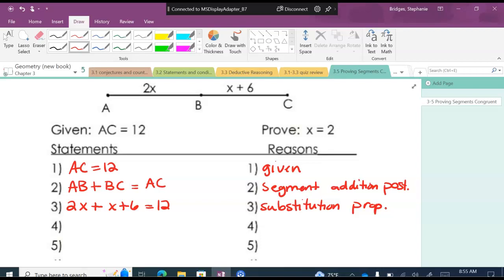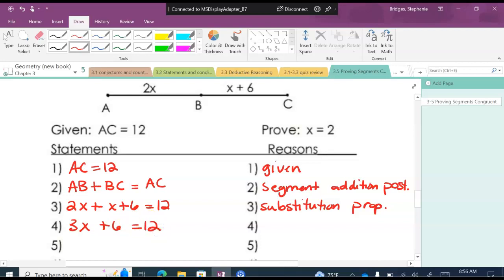Okay. Now, following along with this equation, if I have 2x plus x plus 6 equals 12, what would you do next? If I wanted to solve this equation, what would you do next? Combine my like terms. What's 2x plus 1x? Okay. So guess what our next step's going to be? What's my next statement going to be? 3x plus 6 equals 12.